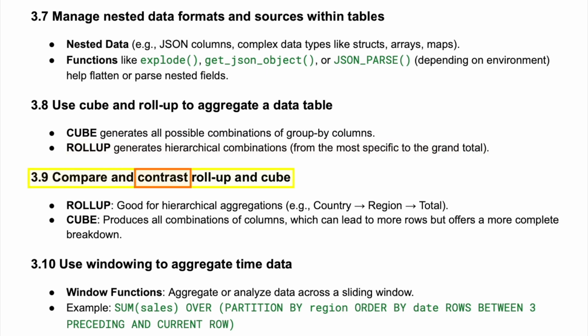3.9 Compare and contrast rollup and cube. Rollup is good for hierarchical aggregations, for example country, region, total. Cube produces all combinations of columns, which can lead to more rows but offers a more complete breakdown. 3.10 Use windowing to aggregate timed data. Window functions aggregate or analyze data across a sliding window. Example: sum sales over partition by region order by date rows between 3 preceding and current row.